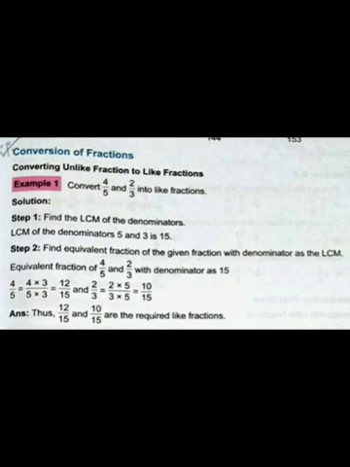Same thing, we have denominator 15. Divide 15 by 3. When we divide 15 by 3, we get 5. So that means 3 into 5 is equal to 15. As we multiply 3 by 5, we will multiply 2 by 5. So 2 into 5 is equal to 10 and 3 into 5 is equal to 15. So we get the equivalent fraction of 2 by 3, that is 10 by 15. So we can write the answer: 12 by 15 and 10 by 15 are the required like fractions.